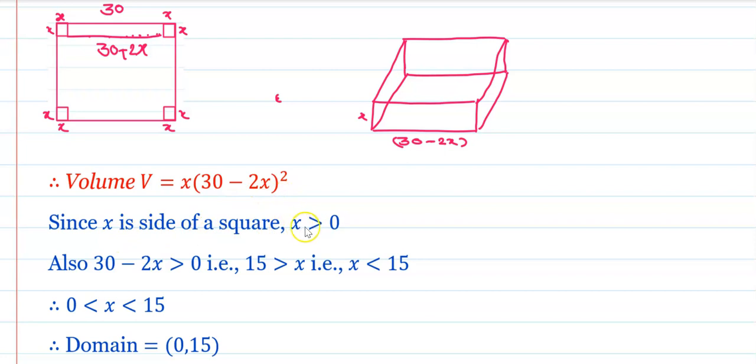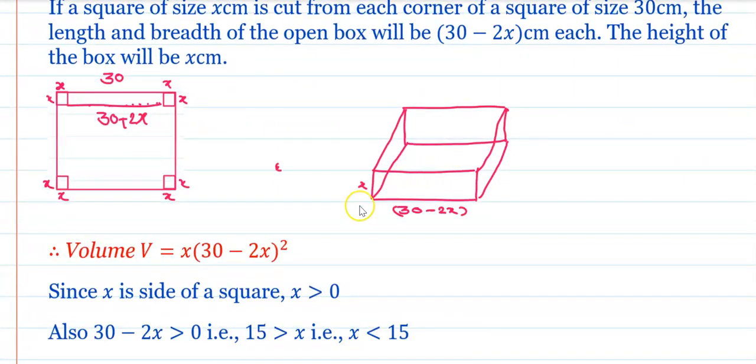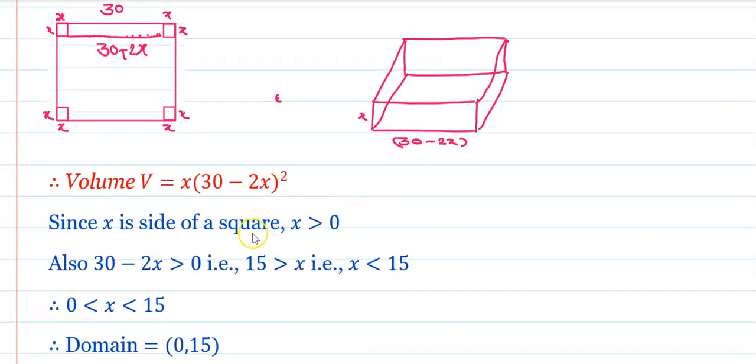Since x is the side of a square, it is positive. Therefore, 30 minus 2x is also positive. Now we'll also find its domain. Okay, the domain ची value आपल्याला find out करायची. 30 minus 2x is positive, and if we simplify this by dividing both sides by 2, then you will get 15 is greater than x, or x is less than 15. That is, the values of x lie between 0 and 15, and hence the domain is 0 to 15.